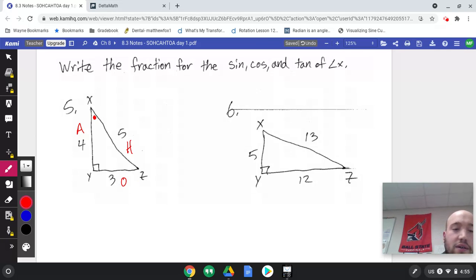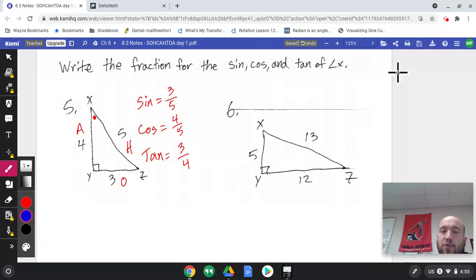Okay, now sine, right? SOHCAHTOA. So is O over H. So 3 over 5. Cosine, A over H. So 4 over 5. And finally, TOA, tangent, is O over A. So 3 over 4.